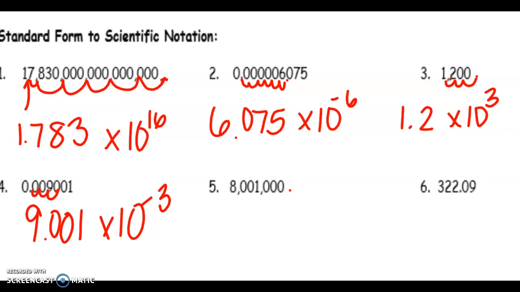Okay, decimal starts at the end. I need to put it after the first non-zero number, which would be 8. So I have 8.001 times 10, and I would do 3 and 6, 10 to the 6th.